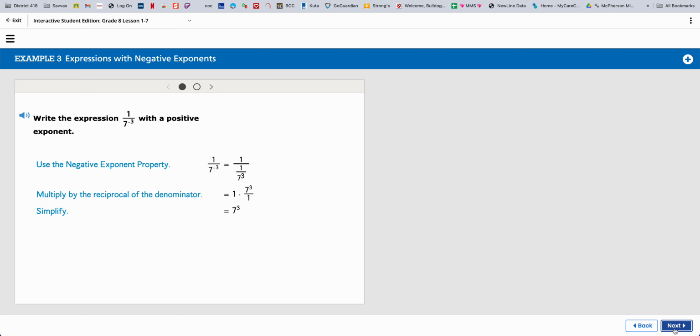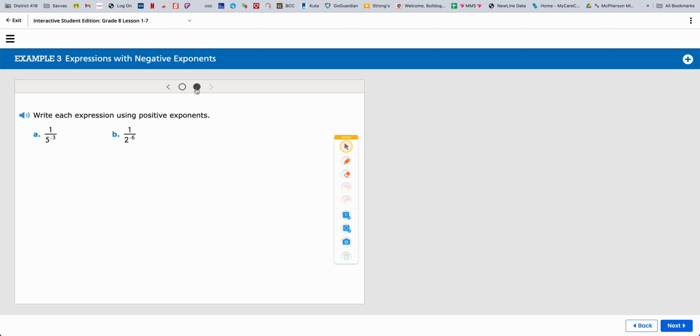Okay, so if you have 1 over 7 to the negative 3, well, flip that back over, and it's going to be 7 to the positive 3 power. That's all it is. Okay? The explanation here makes sense of what they do, but I'm not worried about the explanation. I just want you to know the result, the final outcome. So 1 over 5 to the negative 3rd is 5 to the positive 3. Okay? And then 1 over 2 to the negative 6th is 2 to the 6th.